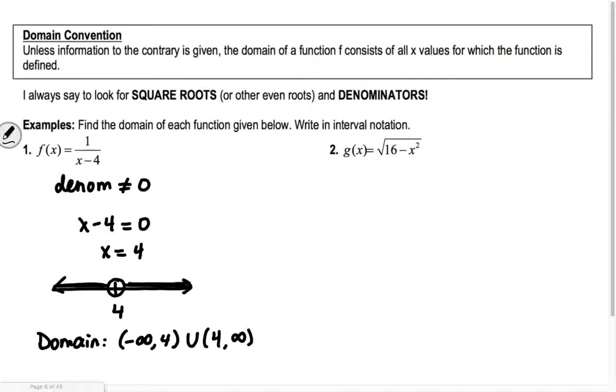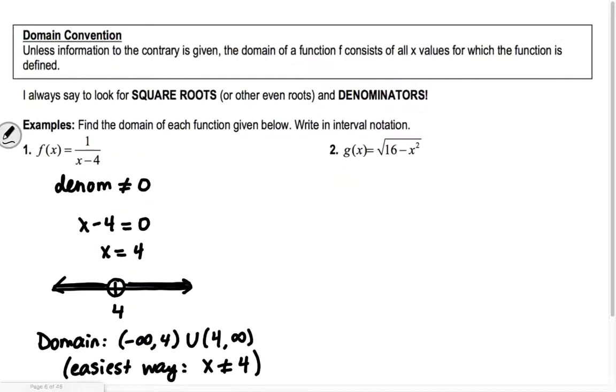So I'm going to write it in interval notation. Sometimes interval notation is kind of annoying for a domain. So if I don't say write in interval notation, what's the easiest way to write this domain then? It would just be x is not equal to 4, right? So the easiest way is to say x does not equal 4. That implies that x can be any real number except for that.